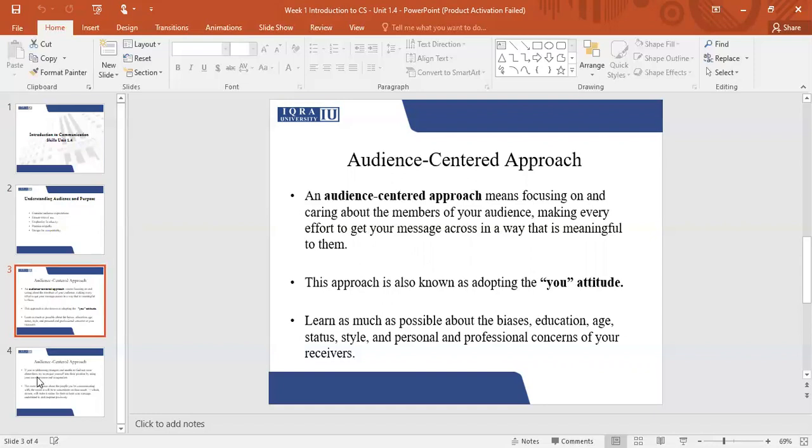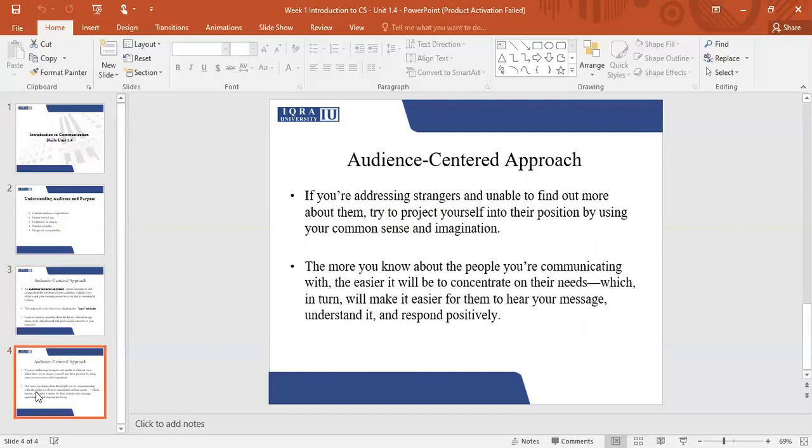they will not be able to understand your message properly. So whenever you are having an audience centered approach, you need to make sure that if you are addressing strangers and you don't know who they are, or what their background is, then you need to be as neutral as possible. You need to use your common sense, and you need to sketch what kind of person they are. You can anticipate. But the more you know about a person, the easier it will be for you to understand their needs, and it will be easier for you to frame your communication in a way that they understand it and they respond to you positively.